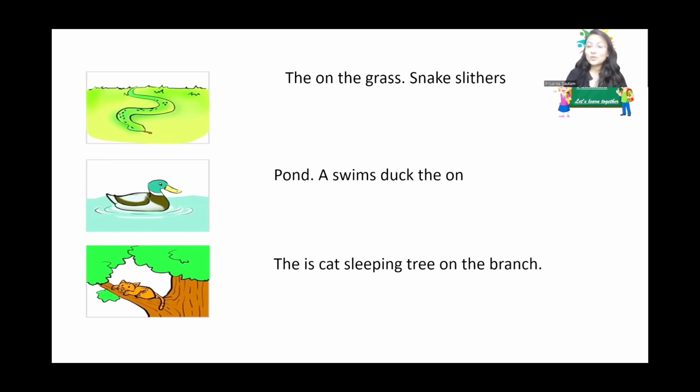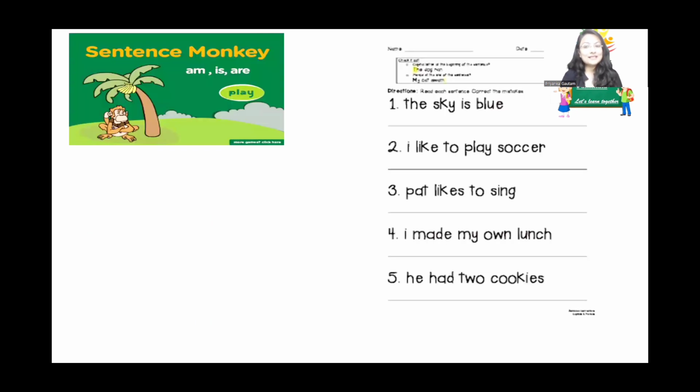And the next one, you can see the cat is on the tree. So we can see we are talking about the cat in the picture. So the cat, what is the cat doing? The cat is sleeping. Where? On the tree branch. So this is our complete sentence.